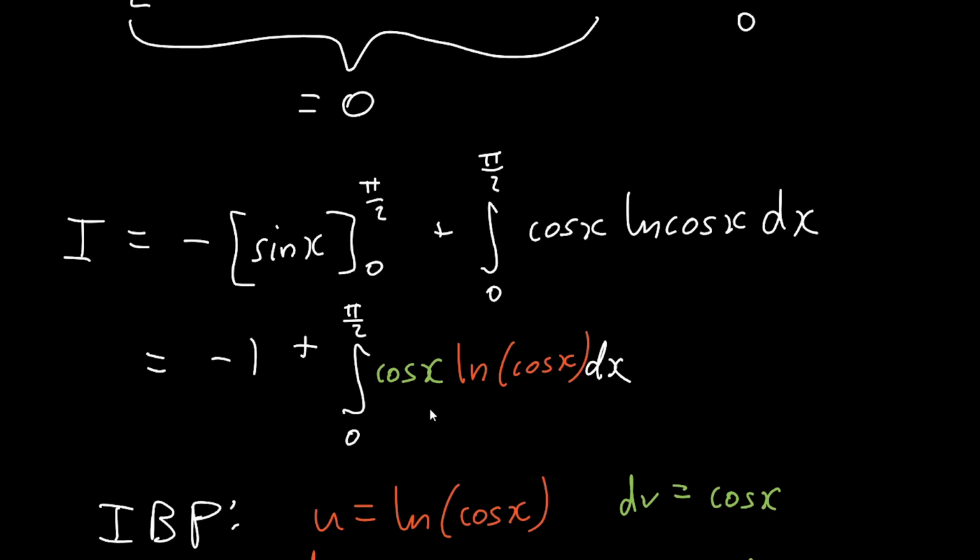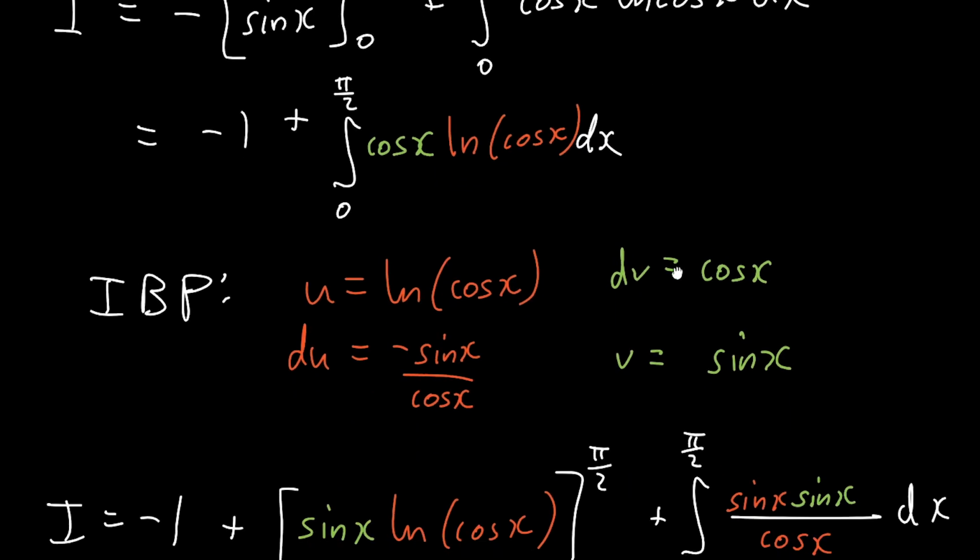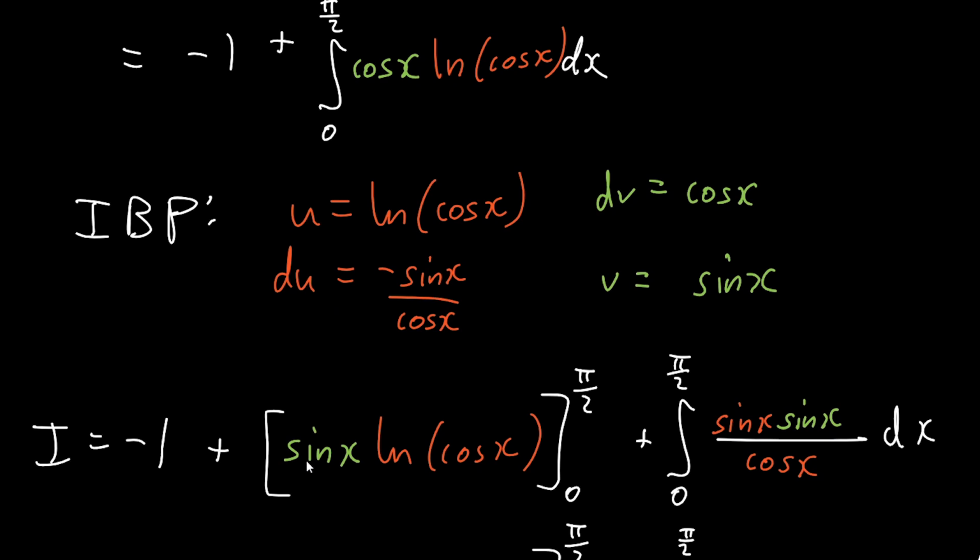Now we're left with this integral, cos x ln cos x between 0 and pi over 2. Now, we're going to use integration by parts again. This time we're going to say u equals ln cos x, du equals minus sine x over cos x, dv equals cos x, v equals sine x. Now we have this evaluation here, sine x ln cos x between 0 and pi over 2. And this one we can't actually do immediately because at pi over 2, cos x is going to be 0, so now we have ln 0. And that's just not something that we can deal with nicely.